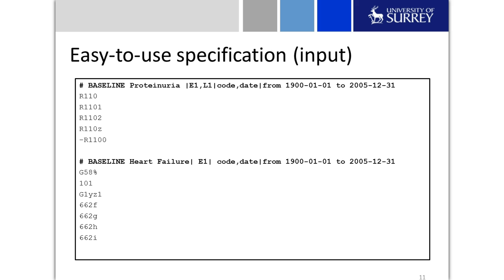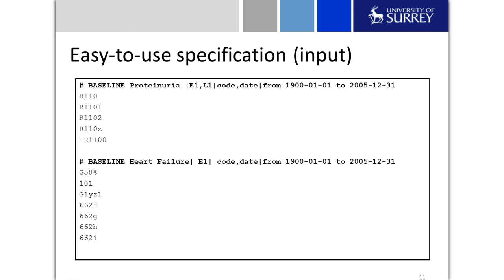Let's look at the heart failure. Everything is just like before. However, this time we ask for the earliest one, code, and date. So in this case, the heart failure will have 3 associated variables. We also have G58 percentage here. The percentage is a wildcard, so any codes that have G58, such as G58.1, G58.2, and so on, will be considered as heart failure.